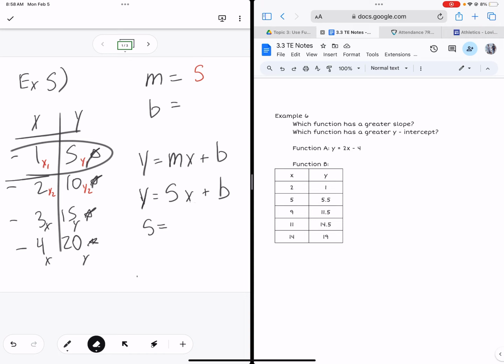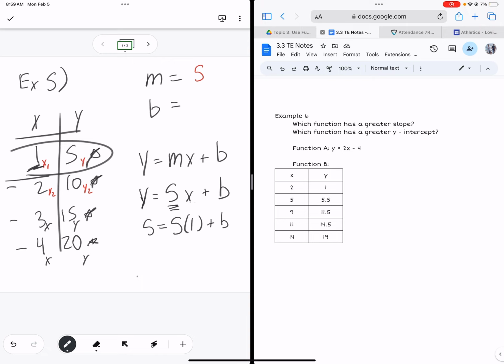5 equals. Yeah, well, it's not 1 right now. You're forgetting this part right here. So 5 equals 5 times 1. Where'd you get the 1 from? The equation. And then plus b. Now we're able to solve, correct? Yes?